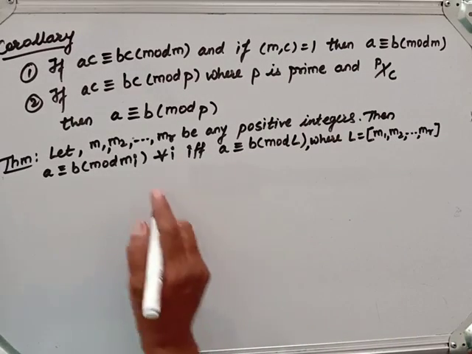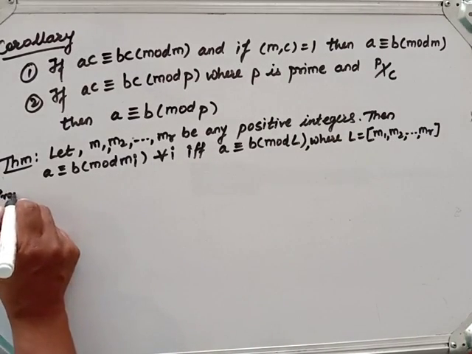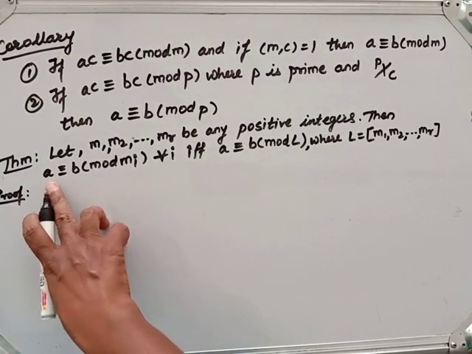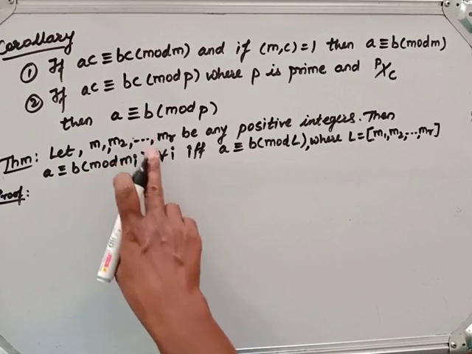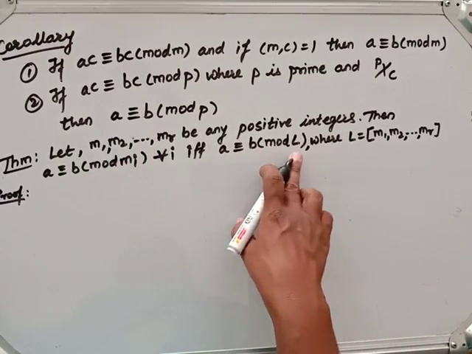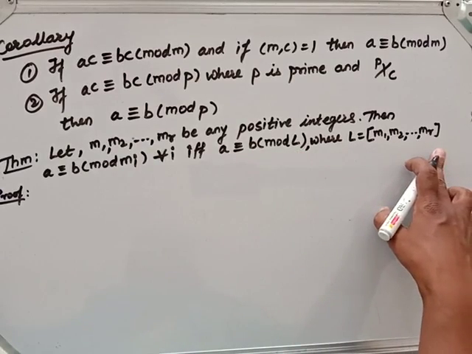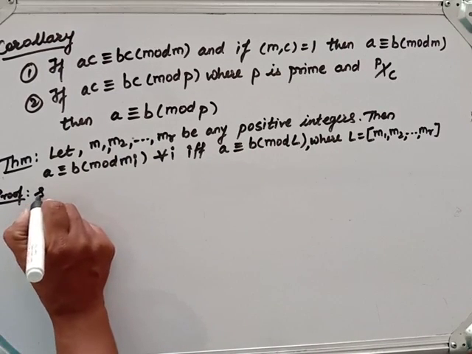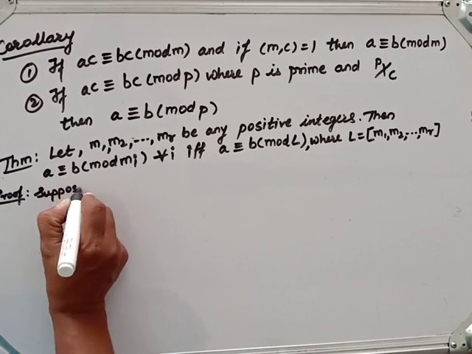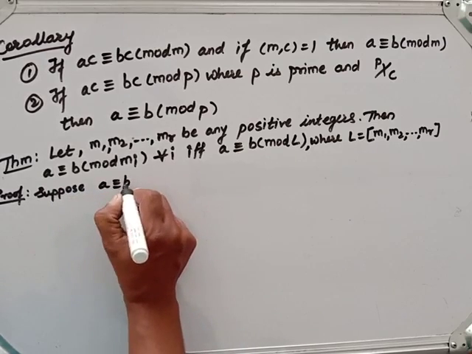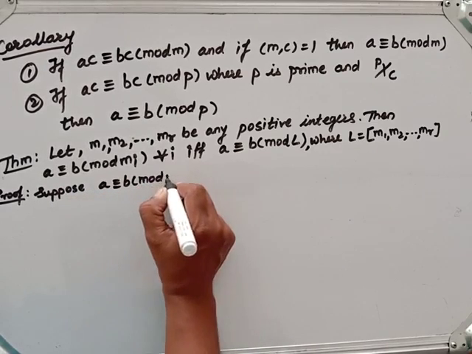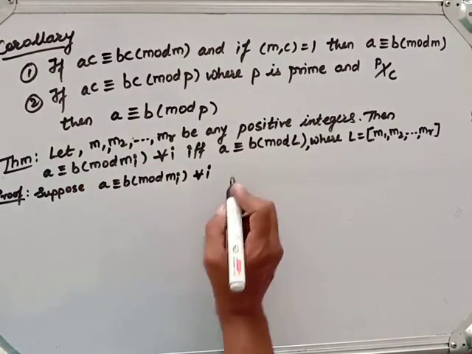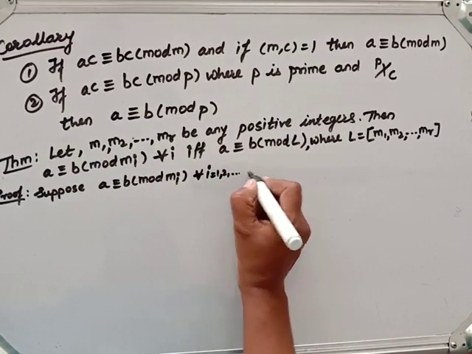Fine. Now, let us see the proof of this. Now, we have to prove that A congruent to B modulo each mi, if and only if A congruent to B modulo L, where L is the LCM of these mi's, or the least common multiple of these mi's. So, suppose A congruent to B modulo mi. This is for all i from 1 to R.